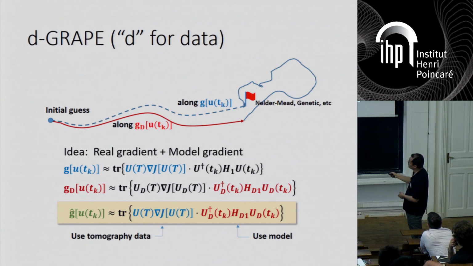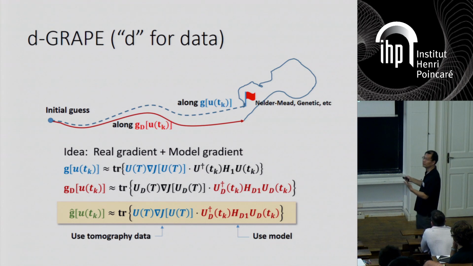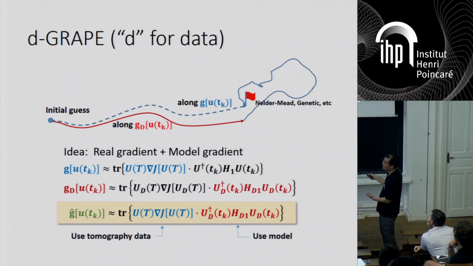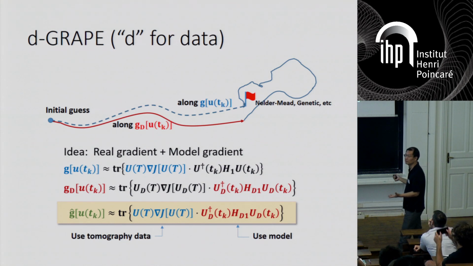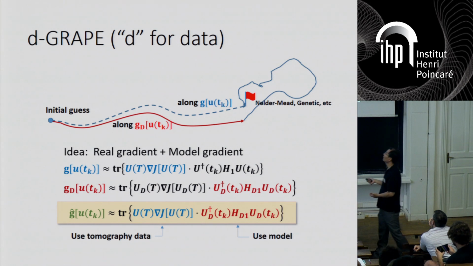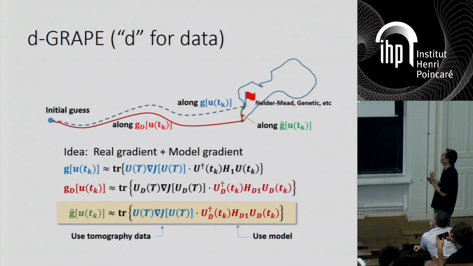And this part from the real model, you can obtain it by tomography. You can measure it, because it's only related to the final time propagator. You can just measure it, for example, using tomography. And this part, you can just use the model to calculate it. So in this way, you can find an approximate gradient path from here to here.